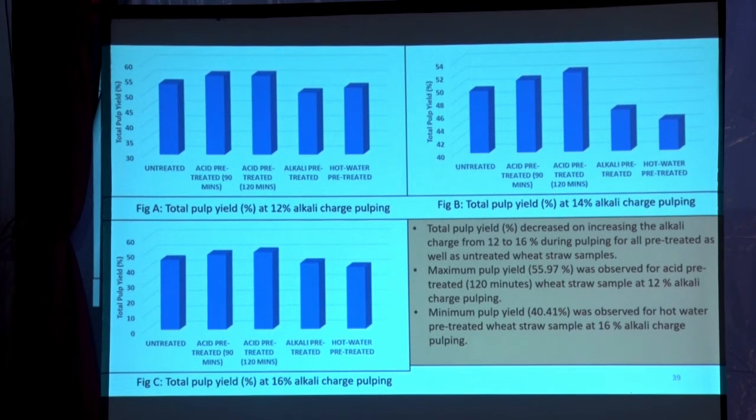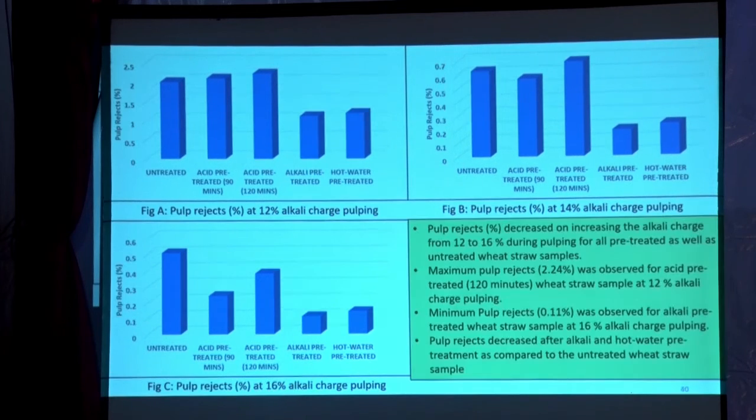Figure A shows the total pulp yield at 12% alkali charge. Figure B shows total pulp yield at 14% alkali charge, and figure C shows total pulp yield at 16% alkali charge. Here we can see that the total pulp yield decreased on increasing the alkali charge from 12% to 16%. Maximum pulp yield 55.97% was observed for acid pre-treated sample at 12% alkali charge, and the minimum pulp yield was observed for hot water treated wheat straw sample at 16% alkali charge.